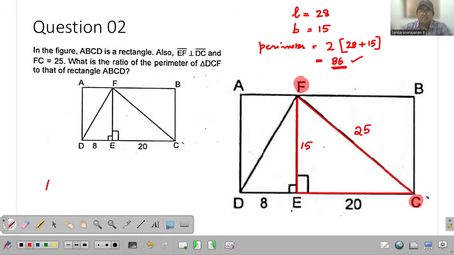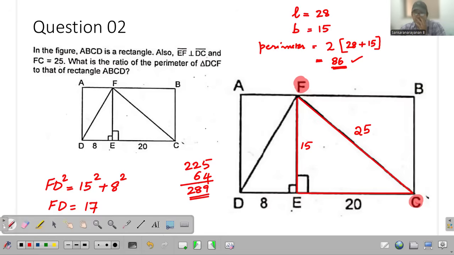I can see that FD square corresponds to 15 square plus 8 square. You can say FD should be equal to 17 in that case. Right? Because 15 square is 225. 8 square is equal to 64. So this comes as 289. FD square is 289.